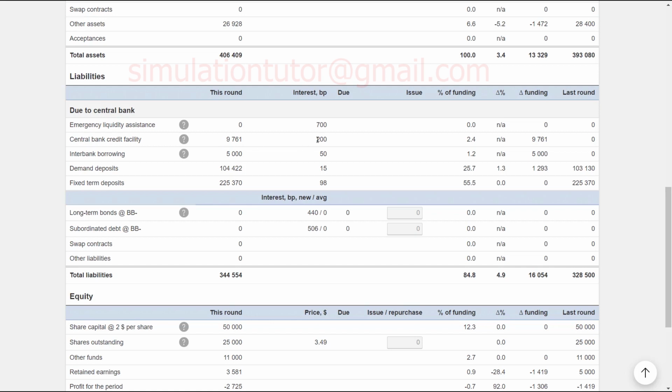And this is quite an expensive form of funding, so we can see that we are paying 200 basis points for all this money that we take from the central bank facility. And if it should happen that we go so low with the liquidity that we need to rely on the emergency liquidity assistance, then we pay 700 basis points for all those credits that we need to take from the central bank.